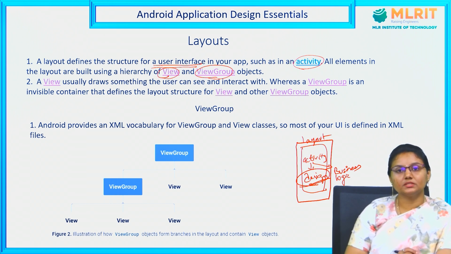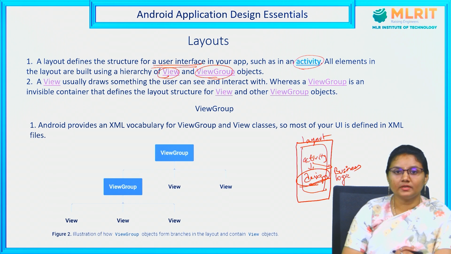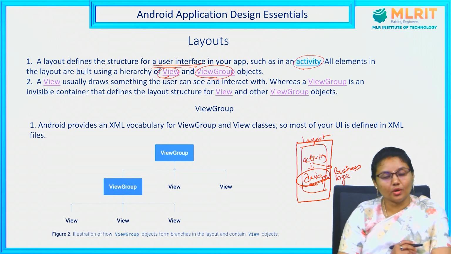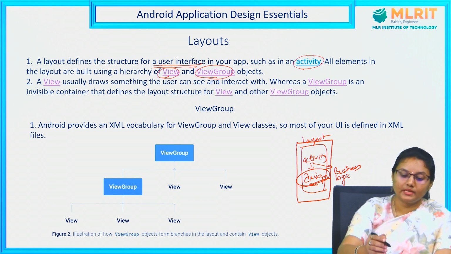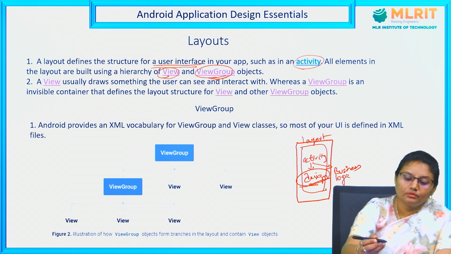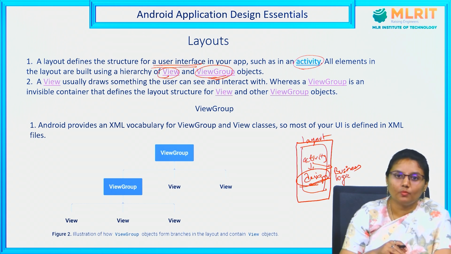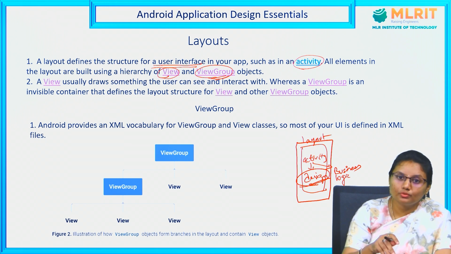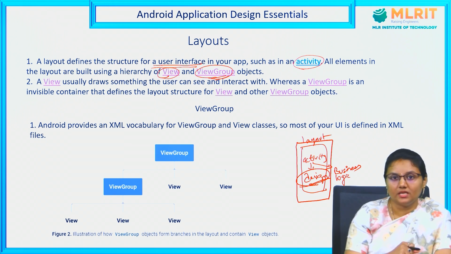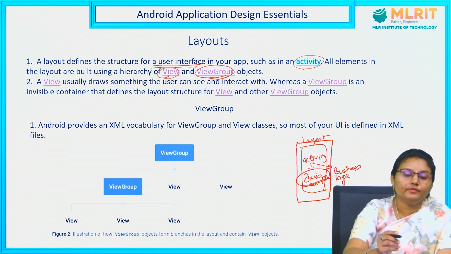View is a class which binds every component that we are going to use in XML. View group is also defined as whatever components you are using, it has to group everything, and only then can we make use of them. That UI interface will be built. So that is the use of view and view group.